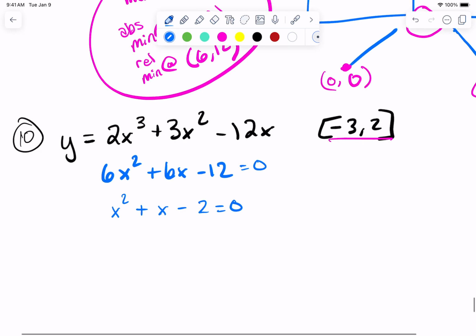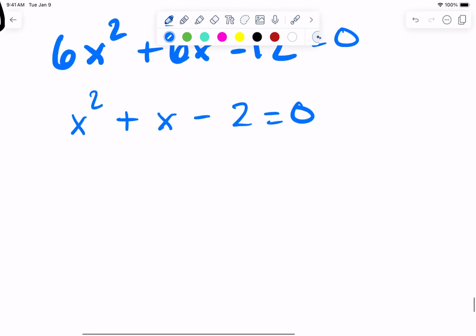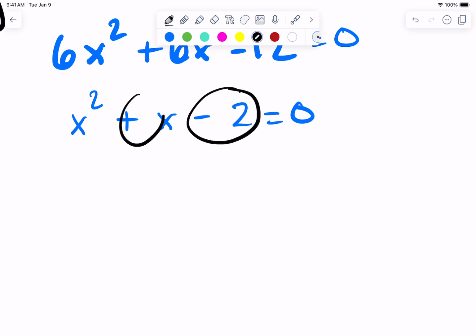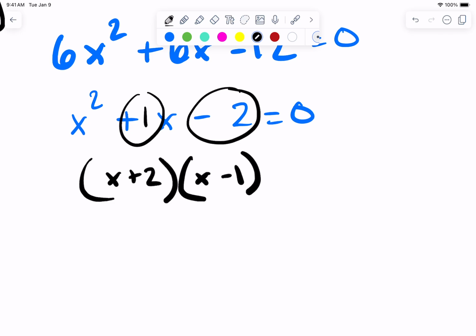Just trying to find maxes and mins in this one. Absolute max and absolute min. Yep. So this guy is a simple trinomial. Can you multiply to get negative 2, add to get positive 1? Plus 2, minus 1? Yeah.